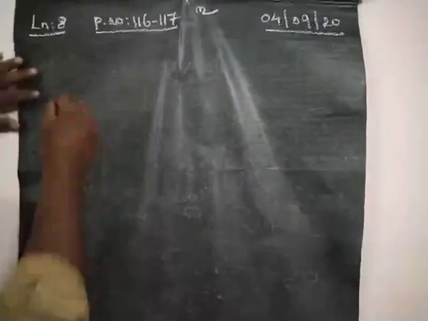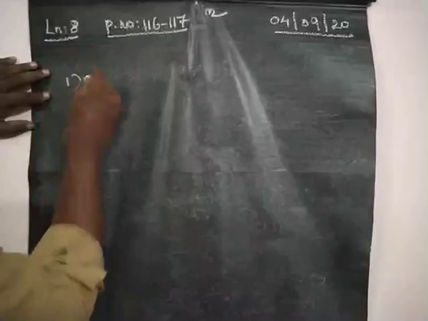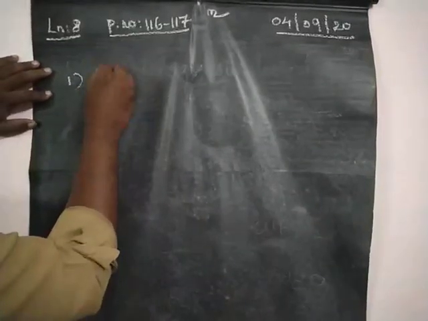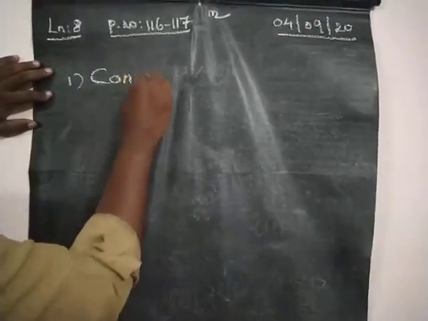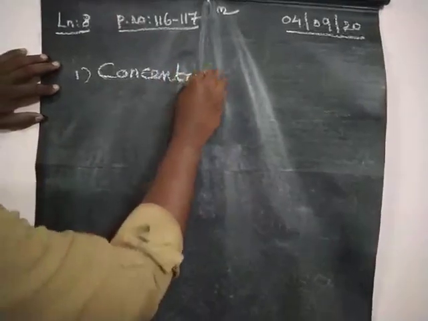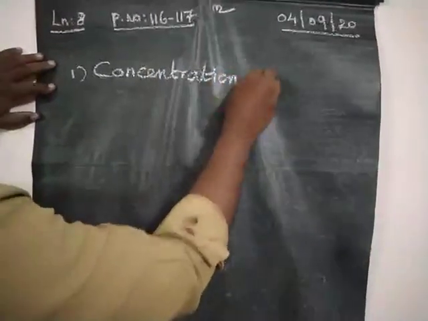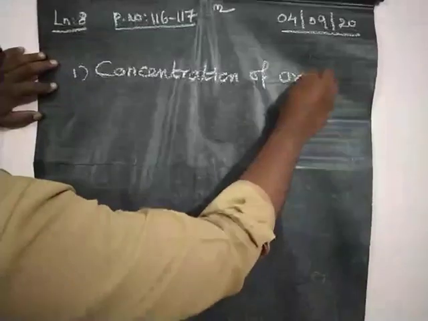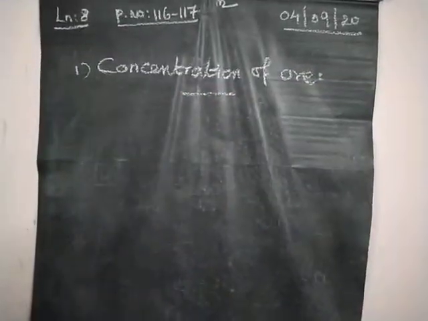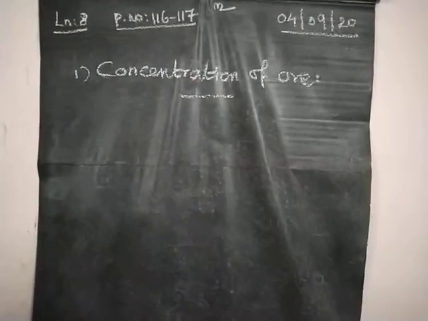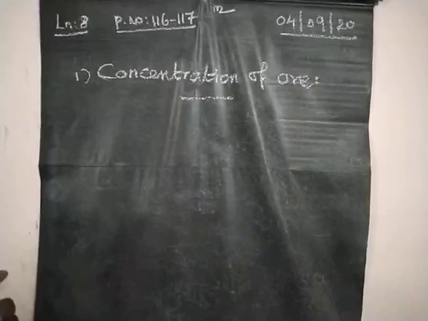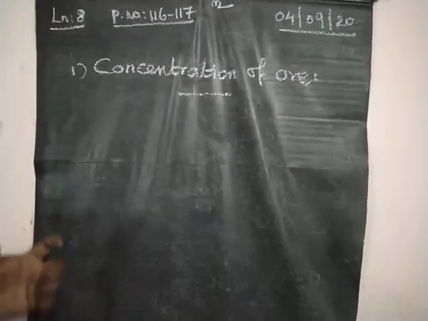There are five steps involved. First, concentration of the ore. What is meant by concentration? The ore is obtained from the earth's crust, and it may contain some impurities and other materials. So we have to bring the ore alone. That is called concentration of the ore.